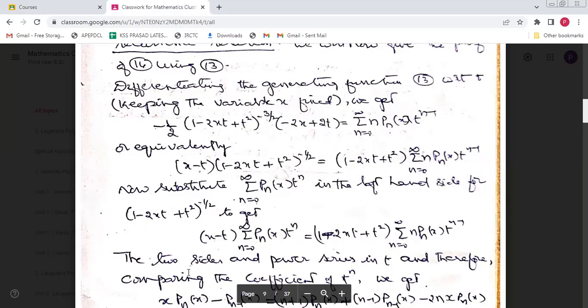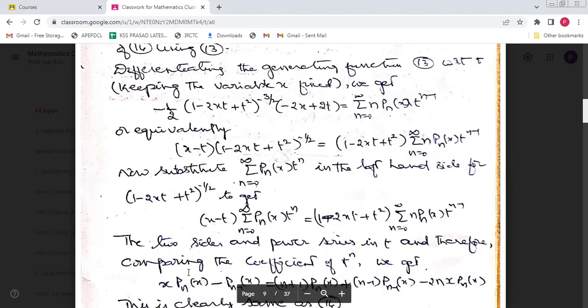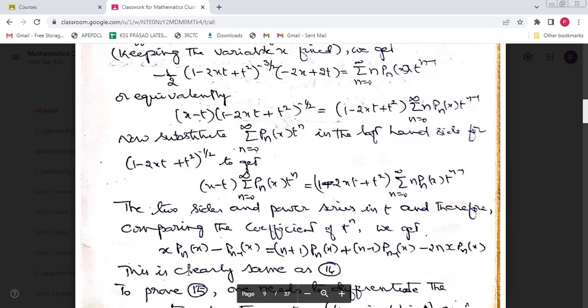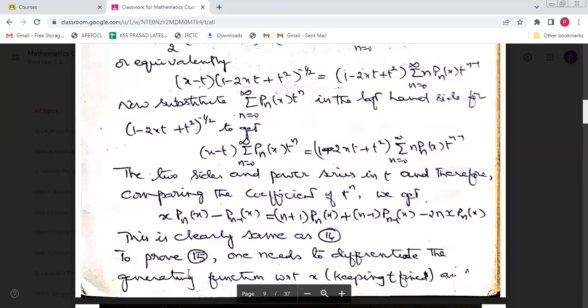Now the two sides are power series in t, and therefore comparing the corresponding coefficients of t power n, we get x Pn of x minus Pn minus 1 of x equal to n plus 1 into Pn of x plus n minus 1 into Pn minus 1 of x minus 2nx into Pn of x. This is clearly same as the previous one, 14.